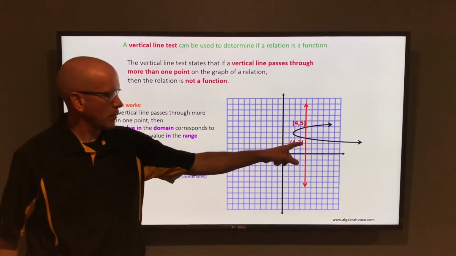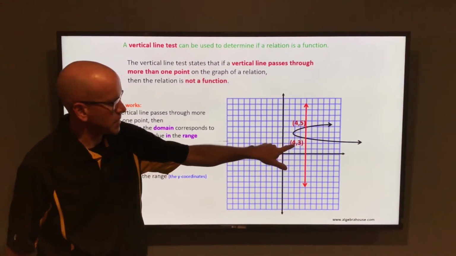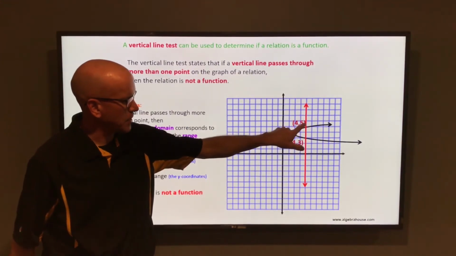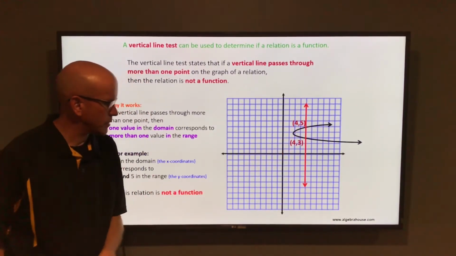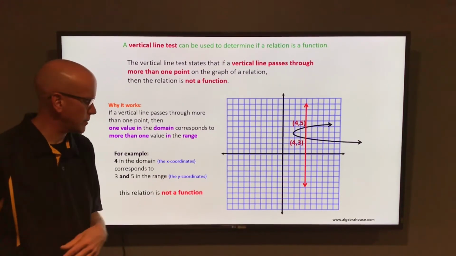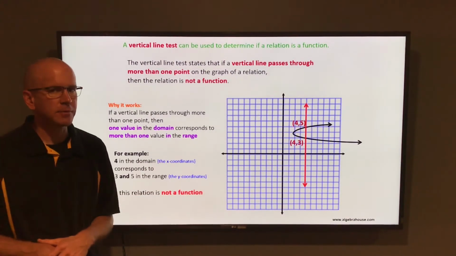One example we're sitting right now is at (4, 3) and (4, 5). You see the x value of 4 is matching up with 5 and also 3. So you have an x value matching up with two different y values. That is not a function.